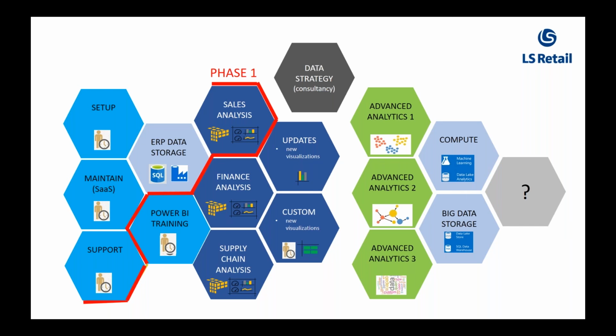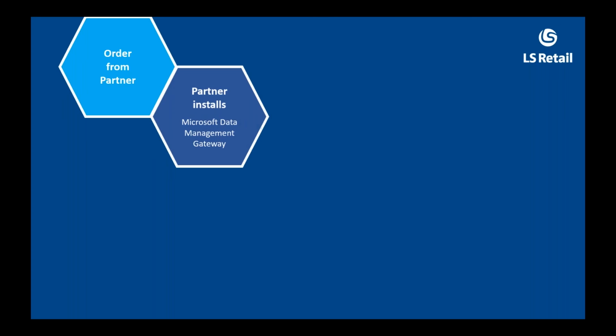So how do you order this? You order this from your partner. The partner installs what we call a Microsoft Data Management Gateway. He will come visit you or access your system and install this on your premise where your database is. And we're talking about on-premise, not in the cloud. Of course, we will offer it in the cloud also, but that's not the trend today. So we'll do that once that's a valid option.